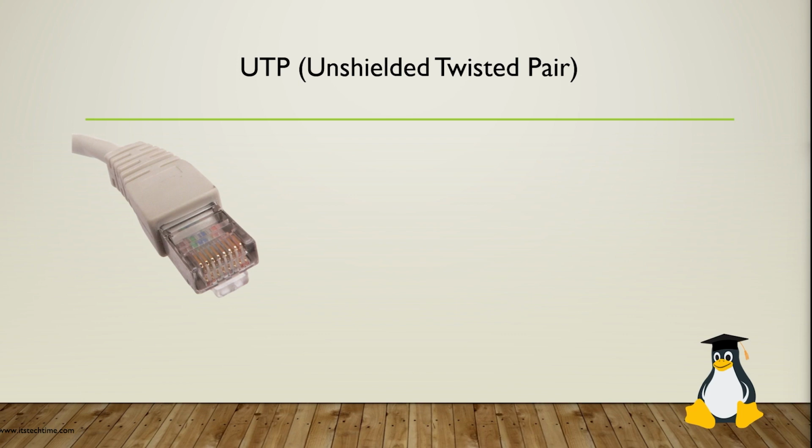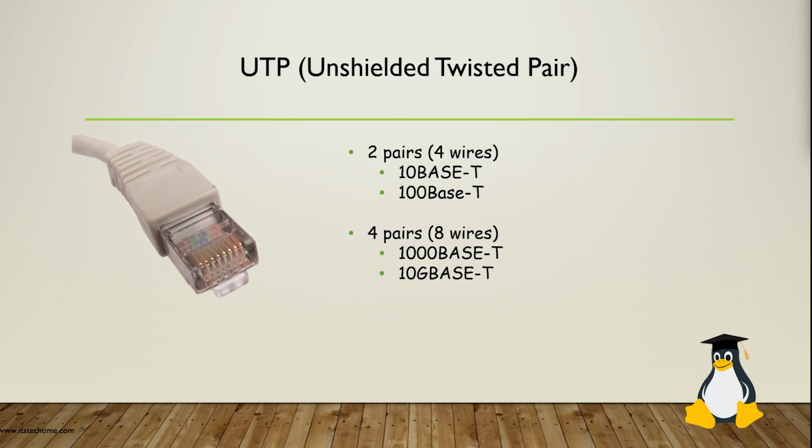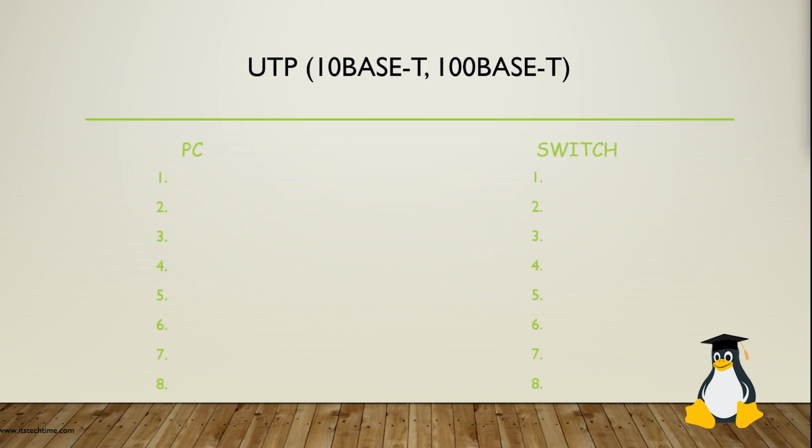But not every Ethernet standard actually uses all 8 wires. For example, 10BASE-T and 100BASE-T use 2 pairs, or 4 wires altogether. 1000BASE-T and 10GBASE-T use 8 wires, or 4 pairs of twisted cables. So I'm going to focus on the 10BASE-T and 100BASE-T first.